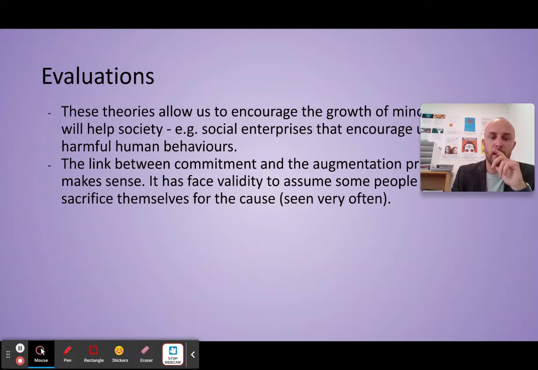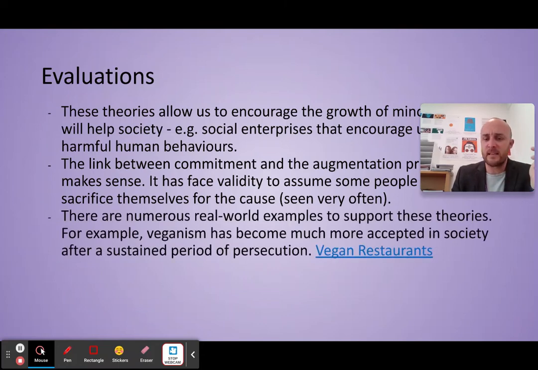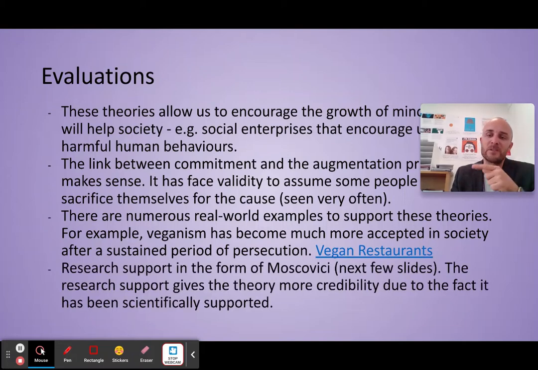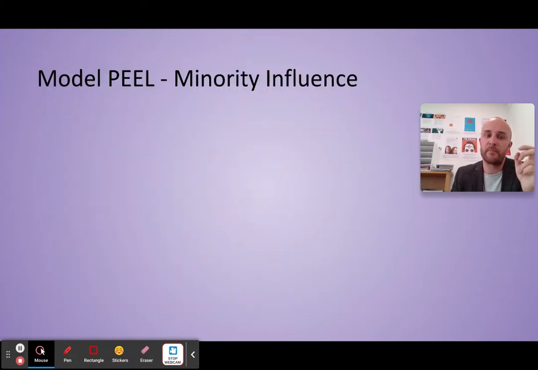What else? As I said, there are loads of real world examples. Veganism is the classic example here, and there's a link to vegan restaurants just to show you how commonplace they are nowadays. And Moscovici also backs this up as well. So quite an important evaluation there.